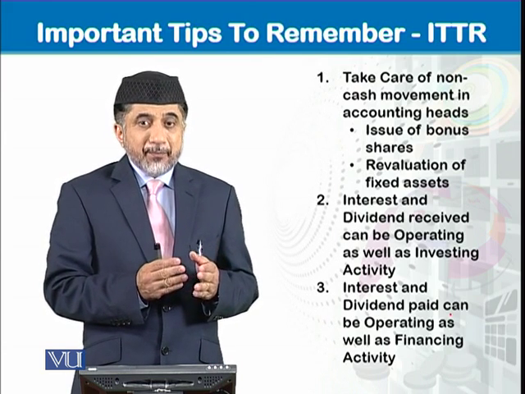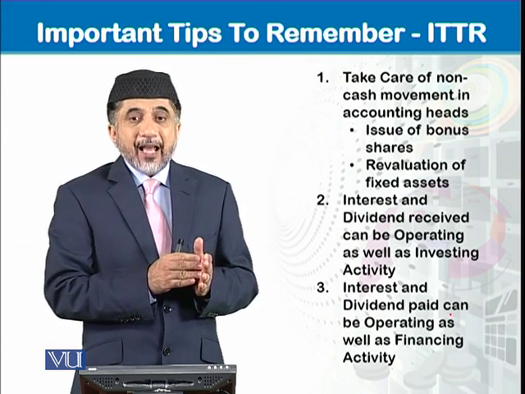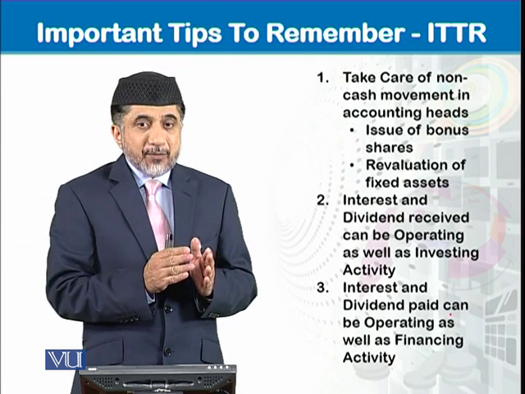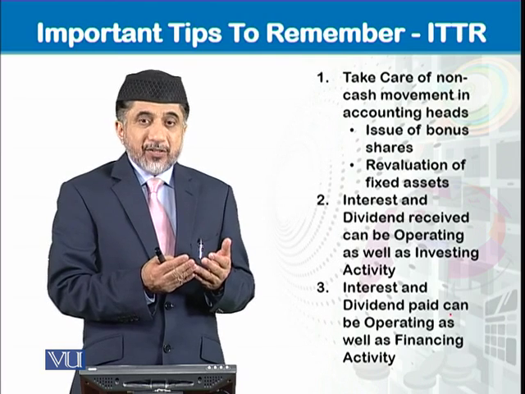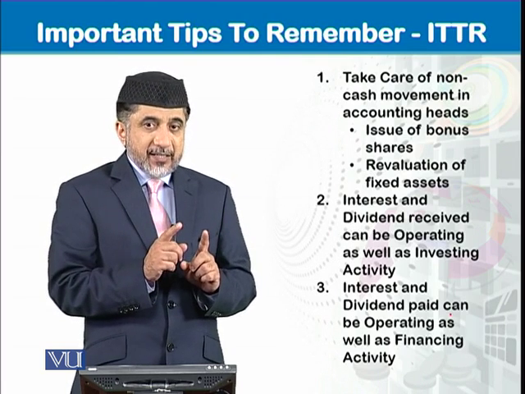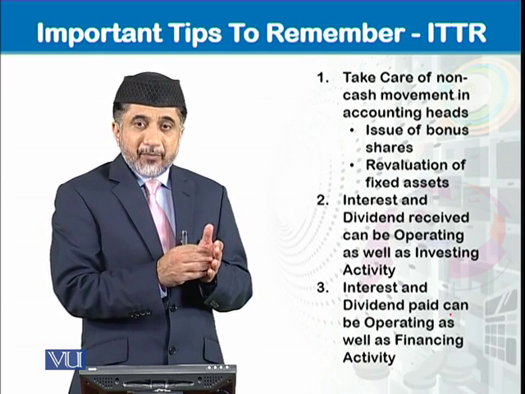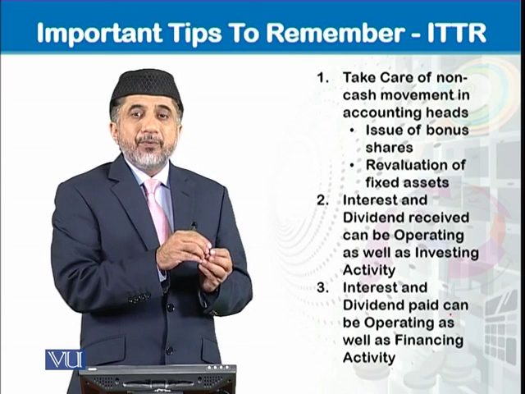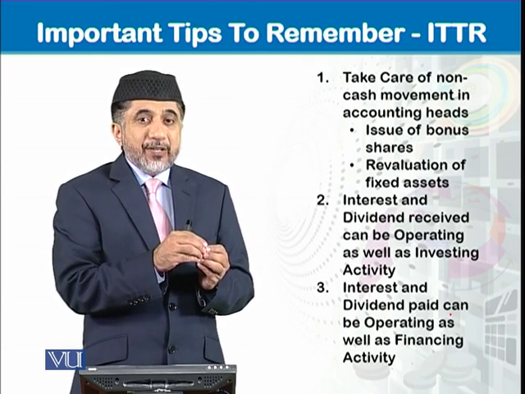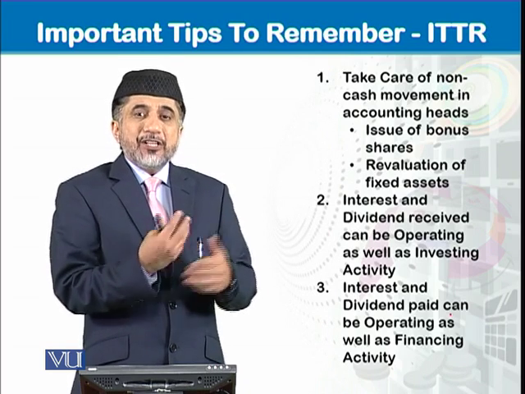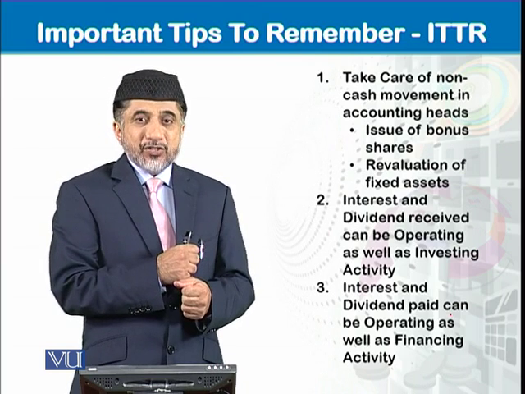And then interest and dividend received. This can be presented as an item of operating activity as well as an item of investing activity, because it is mentioned in the standard that either of these two methods are correct. Since it is coming from income statement, we will put it in the operating activity. But if we consider it as if we are earning it through making investments, it will become investing activity. So either of these two methods will be taken.